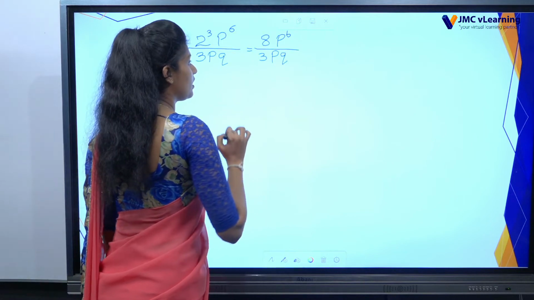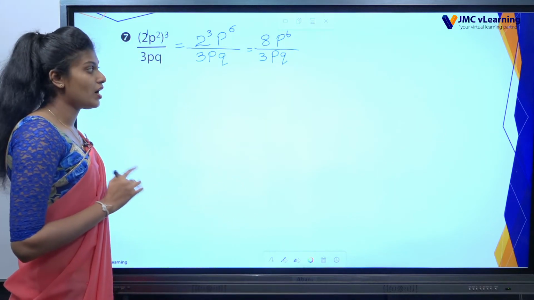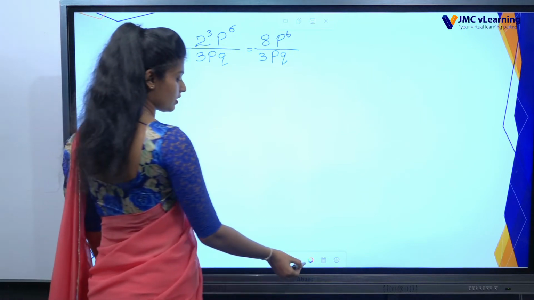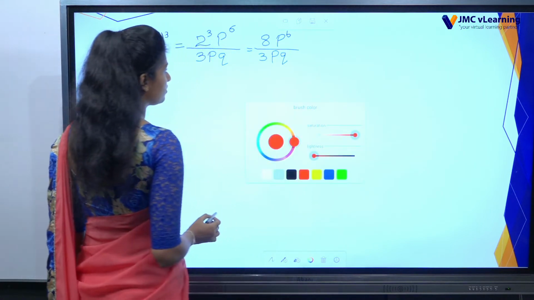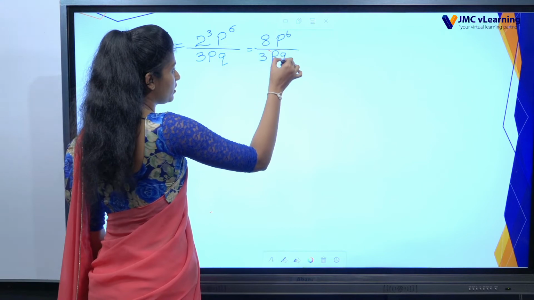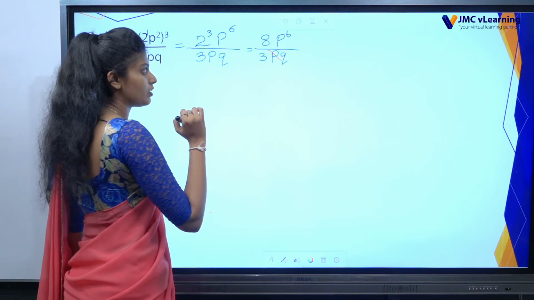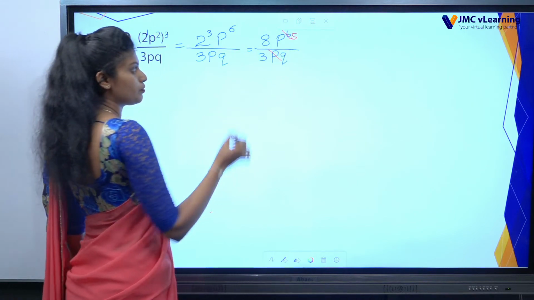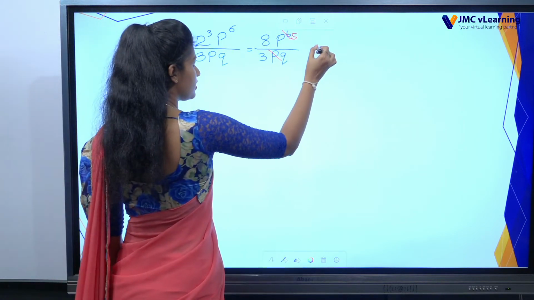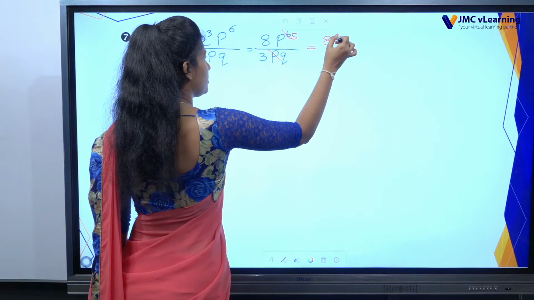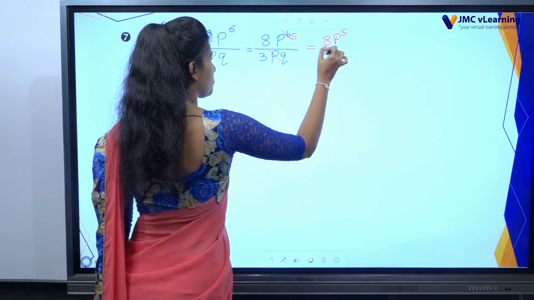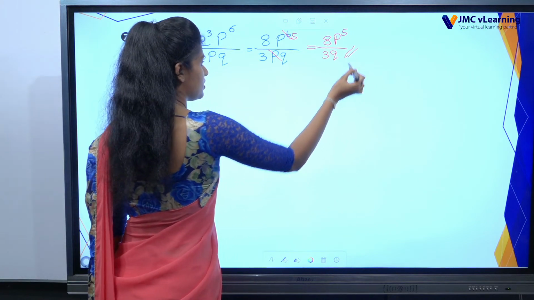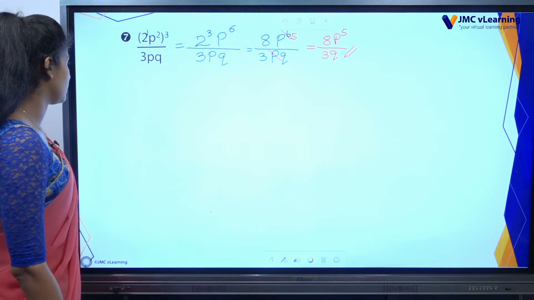3pq. In the below only 1 p is there. Above there are 6 p's. Then we can divide 1 p. Here when you remove 1 p there and 1 p there, left only 5 p's. Then answer is 8 p to the power 5 over 3q. This is the answer.